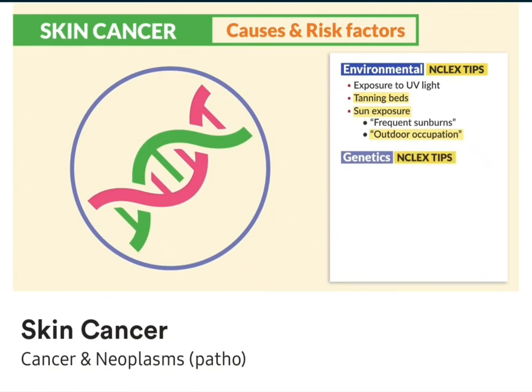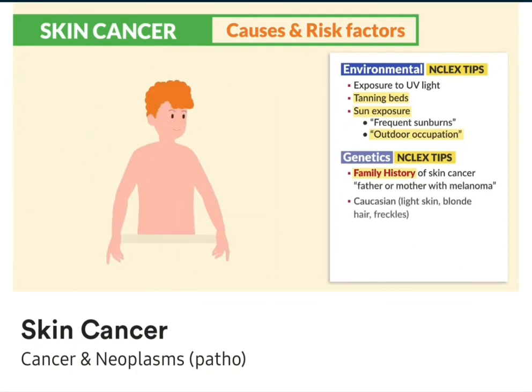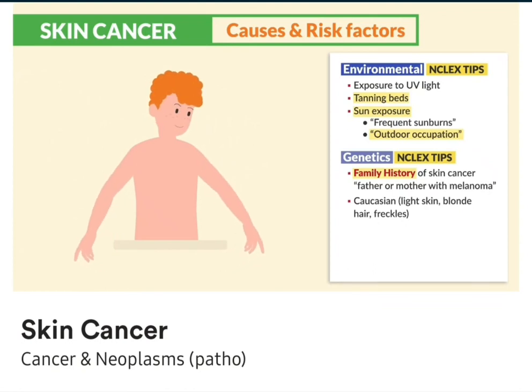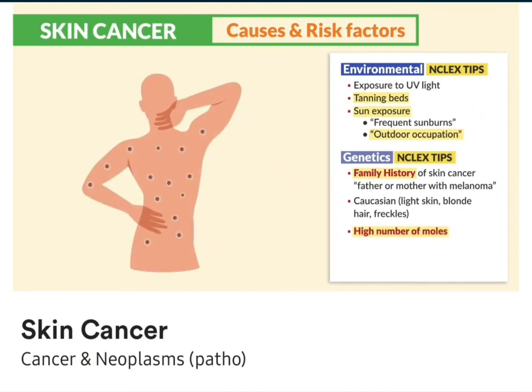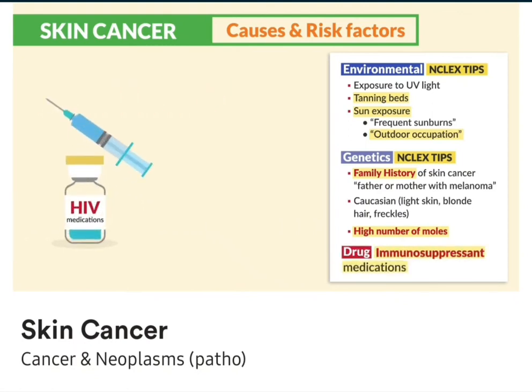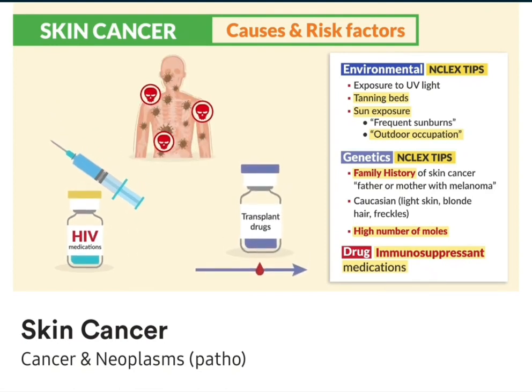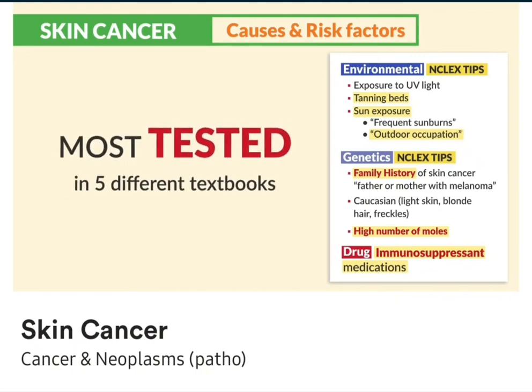Now for genetics, the NCLEX tips that we highlighted below, I'd write these down. Family history of skin cancer, like a father or mother with melanoma, and even Caucasians with light skin, blonde hair, and freckles, due to the fair skin that is more easily burned, and a high number of moles. This indicates a big risk for skin cancer. And lastly, the use of immunosuppressant medications, like HIV medications and long-term anti-transplant drugs, which lowers the body's ability to defend against cancer. So I suggest pausing the screen and writing down the highlighted ones here, as these are the most tested out of 5 different textbooks.